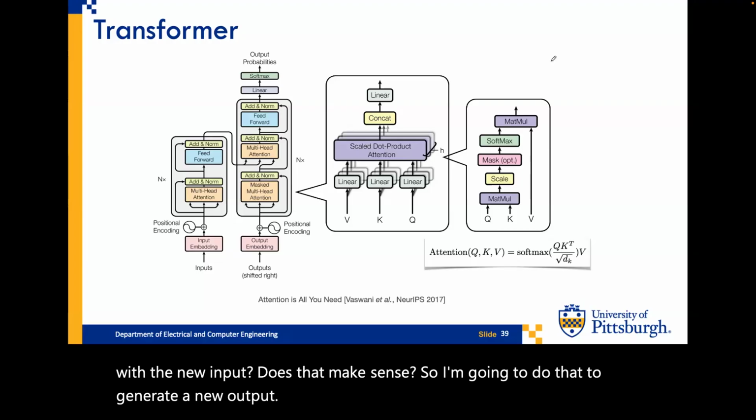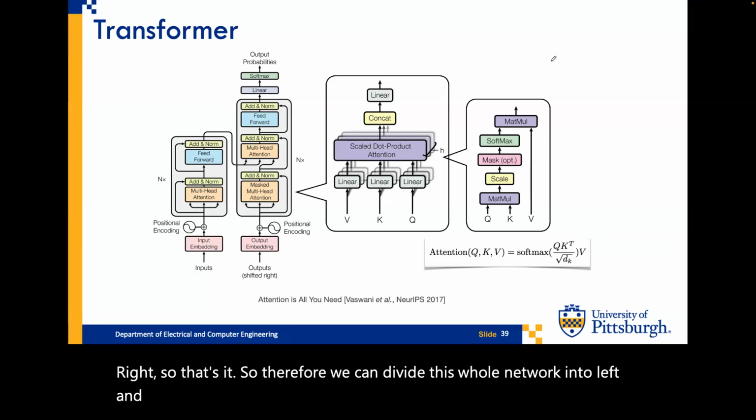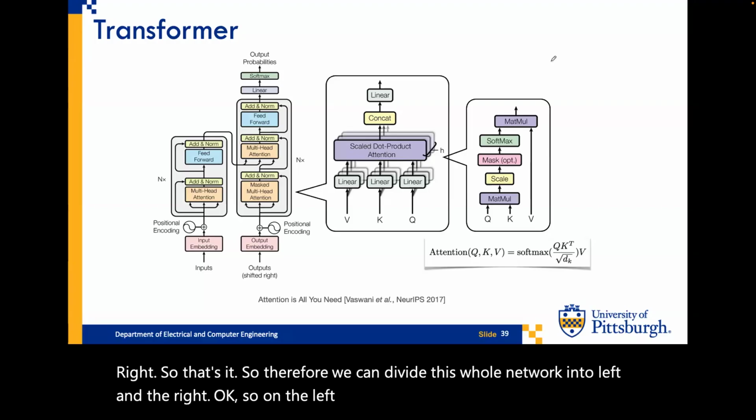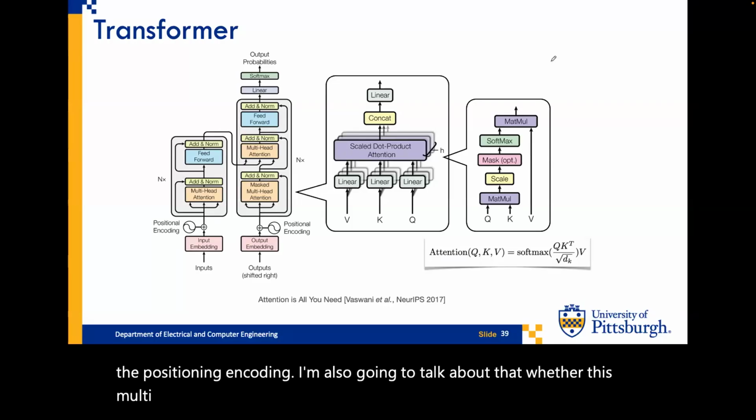So that's that. Therefore, we can divide this whole network into the left and the right. On the left-hand side, we have the input embedding and the positional encoding, which I'm also going to talk about. We have this multi-head attention, add and normalization. This is the layer normalization I just mentioned.